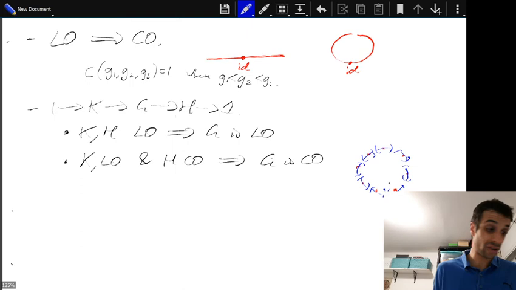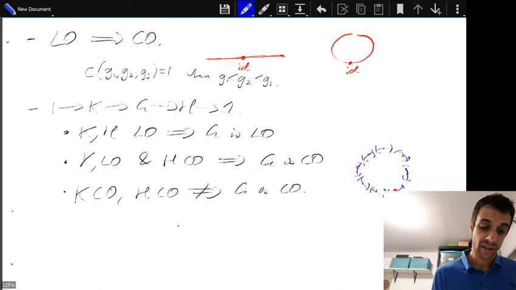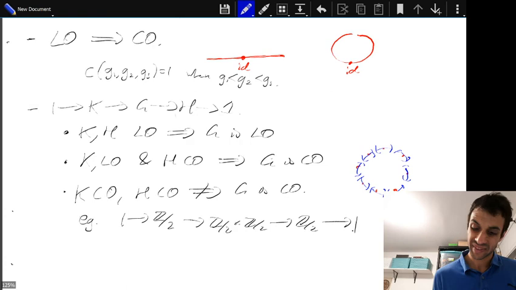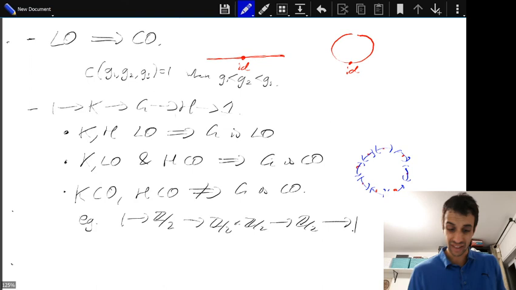Brilliant. Now here's something else that's kind of interesting, is that the first fact about left orderability being preserved under extensions is not true for circular orderability. K CO and H CO does not imply that G is circularly orderable. For example, just take the extension. This is as good as it gets. We know that the only finite circularly orderable groups are cyclic. That thing in the middle is not cyclic.